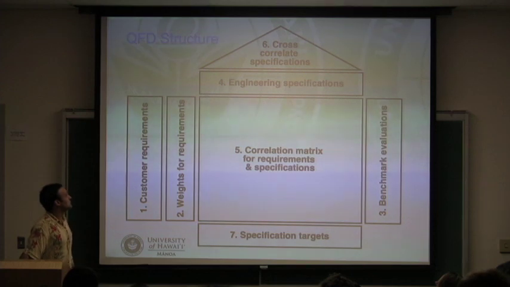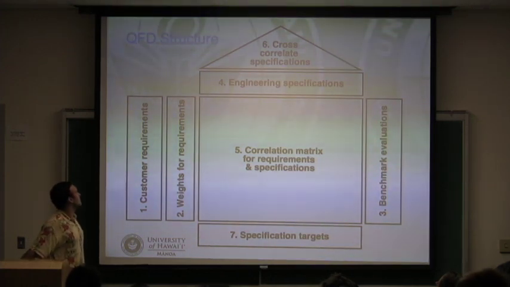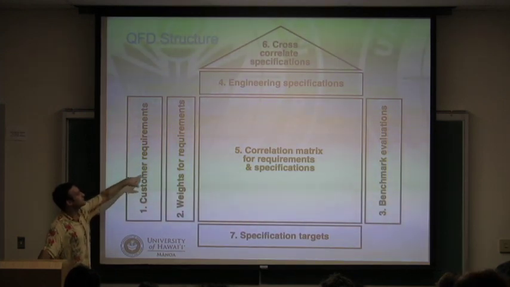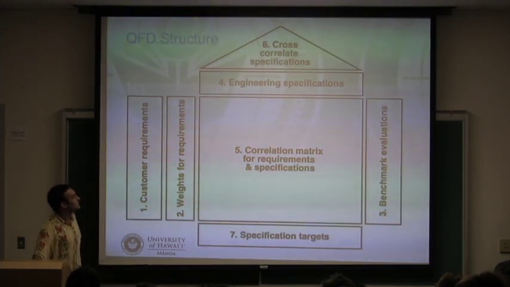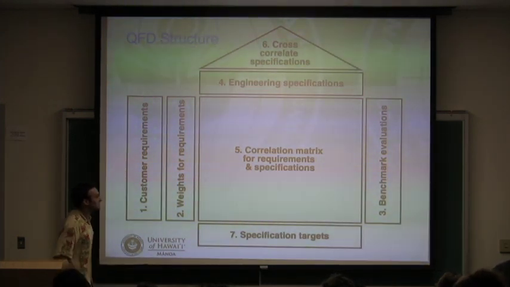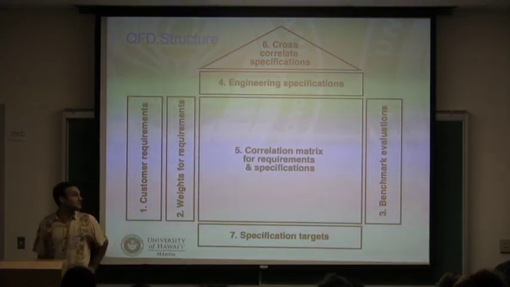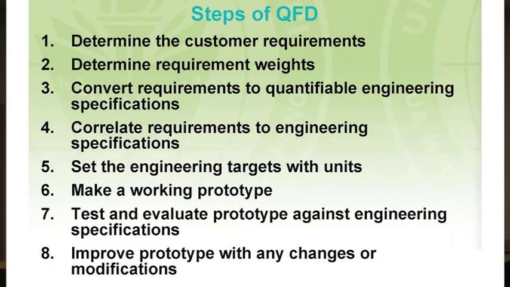So this is the structure. This will make more sense in a few minutes. We'll have your customer requirements. It's going to be a column. The row is going to be engineering specifications, and it's basically a matrix to correlate these and define our targets. The numbers got lost in translation.